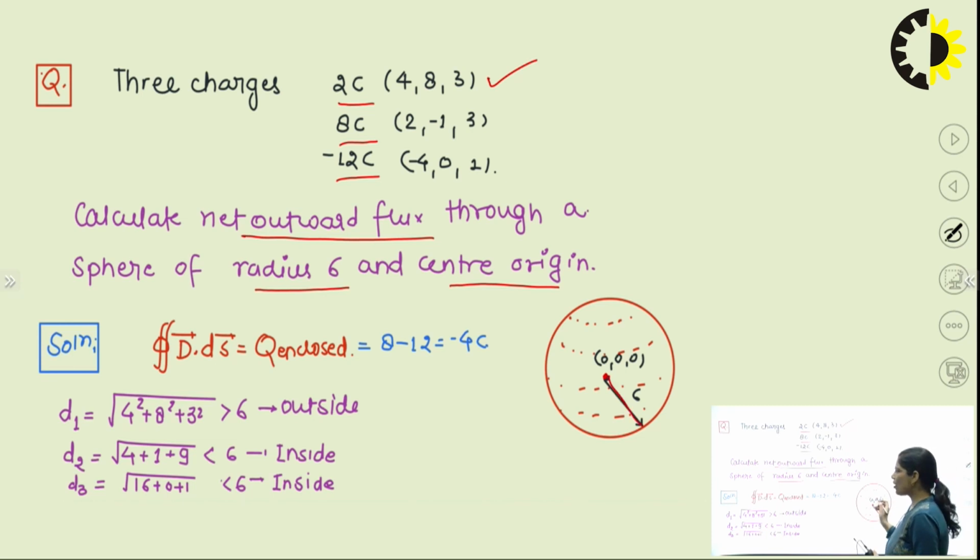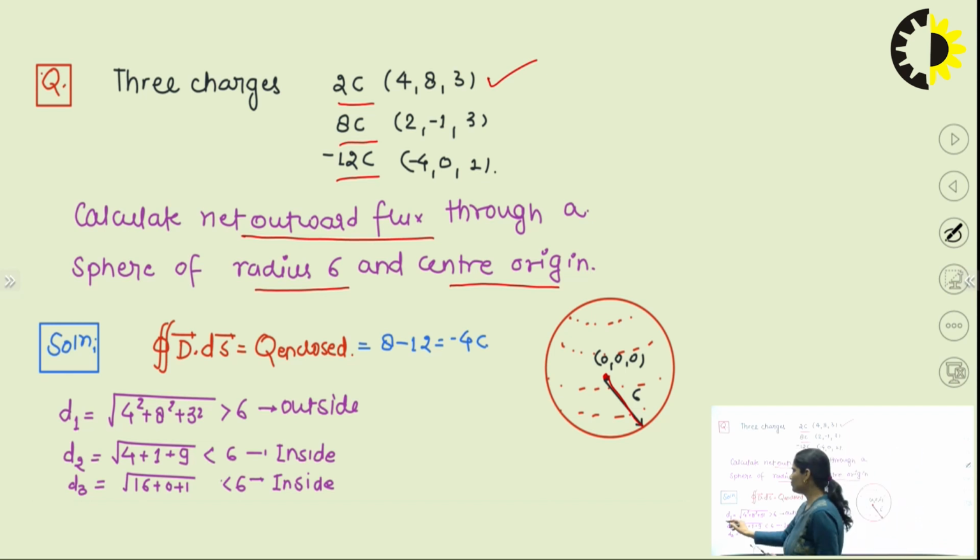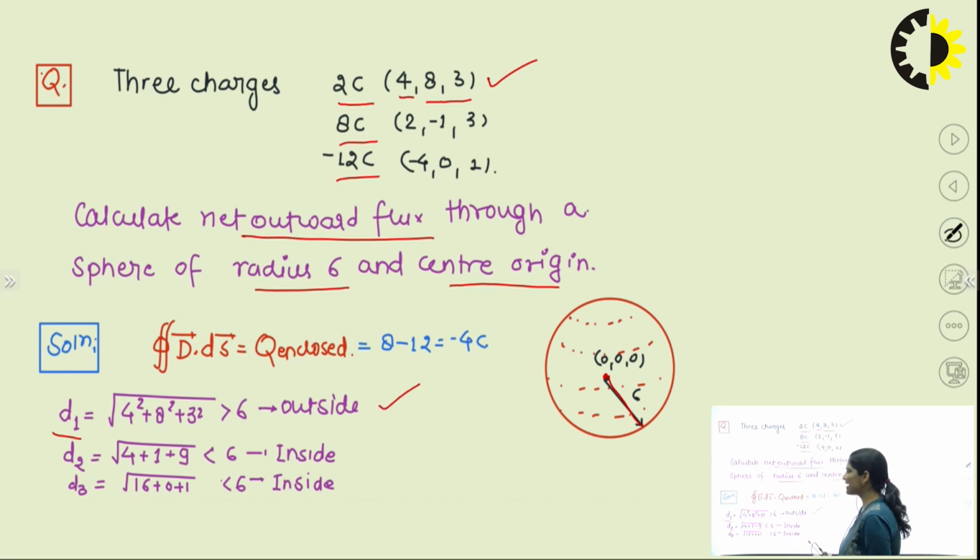Now calculate the net outward flux through a sphere of radius r equal to 6 with its center at the origin. So let there be a sphere with origin 0, 0, 0 and radius 6. Now how can you find it out? First find d1, which is equal to under root 4 square plus 8 square plus 6 square, and that is greater than 6. So it is outside, which means this charge is outside the sphere.